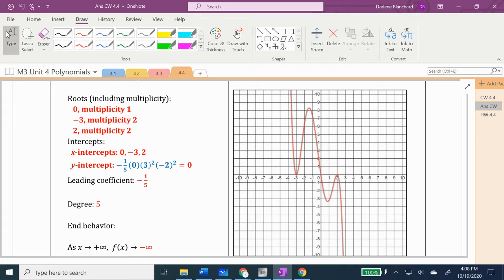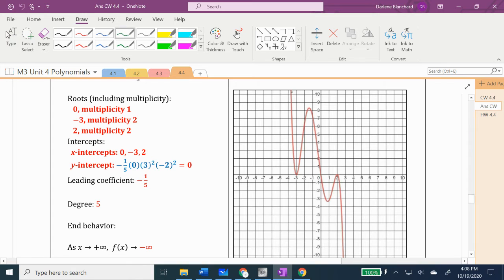And perfection is not expected, just some basic things. I want to say again, end behavior, bouncing off the x-intercepts, crossing where they should. Those are the things that are being looked at.